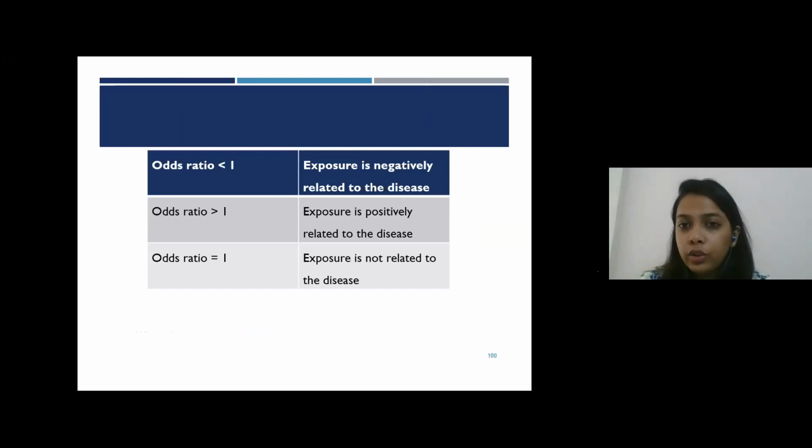An odds ratio less than 1 says that the exposure is negatively related to the disease. Greater than 1 is positively related. And when you have an odds ratio of 1, there is no relationship between the exposure and your disease outcome.